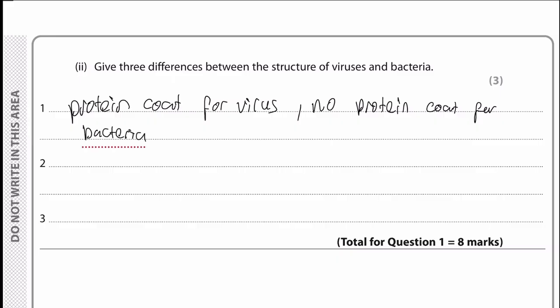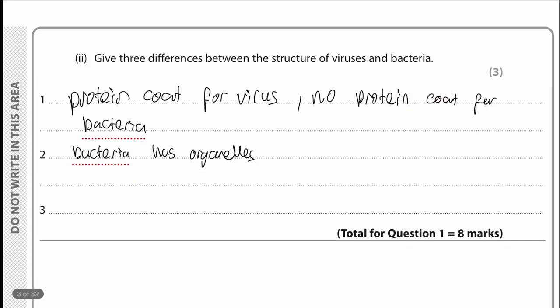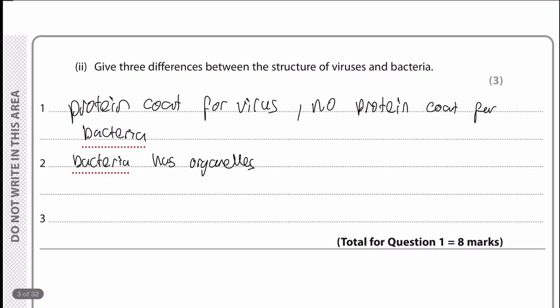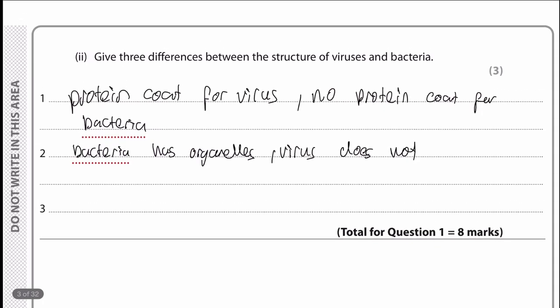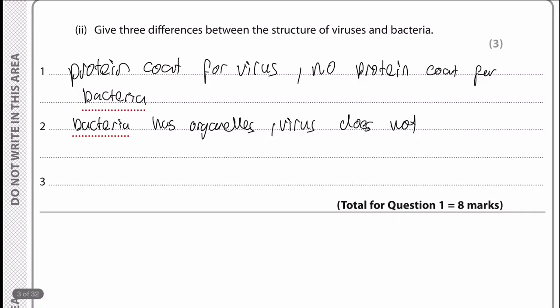Okay, now what else can we say? Well, one thing that bacteria has are organelles, right? Bacteria has organelles, whether it's a plasmid, whether it's their ribosomes, they have several organelles, unique organelles. However, a virus does not. Very simple. You just want to keep it simple because simplicity leads to complexity. So make sure you keep it simple to start with.